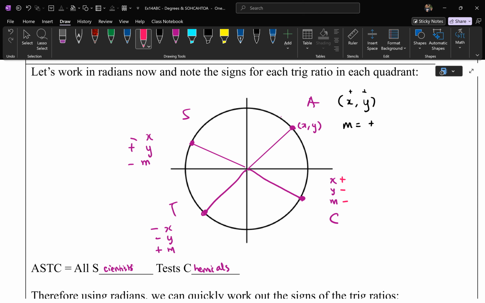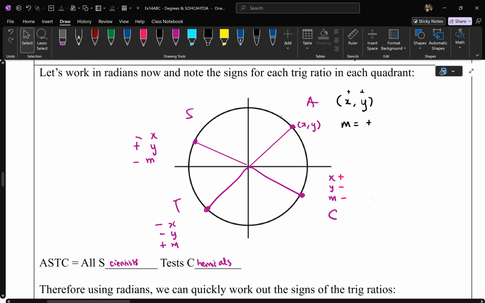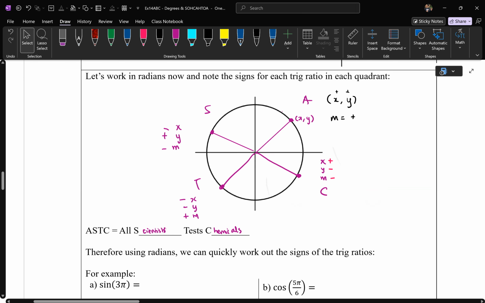And you guys did that way before I taught you ASTC, because you already know how to read a Cartesian plane. The ASTC are for those students who have no idea what unit circle is. That's why they memorize that. Okay, but you don't need to. You're just reading the quadrants just based on the coordinates. Yeah? All right. Now, why is this useful?